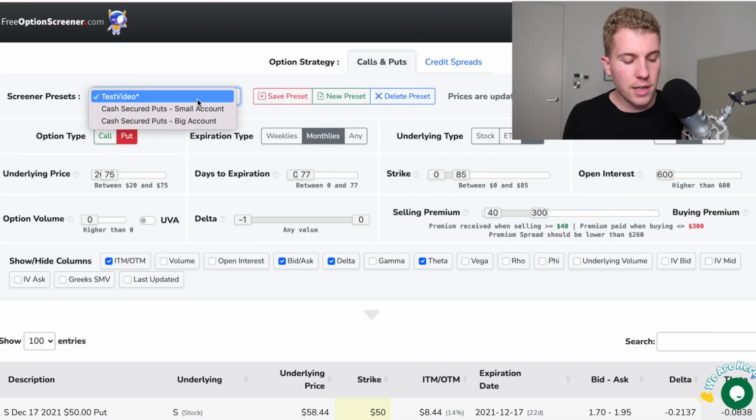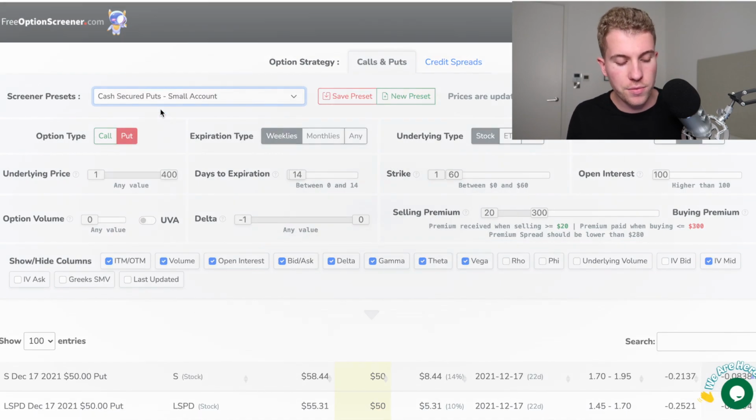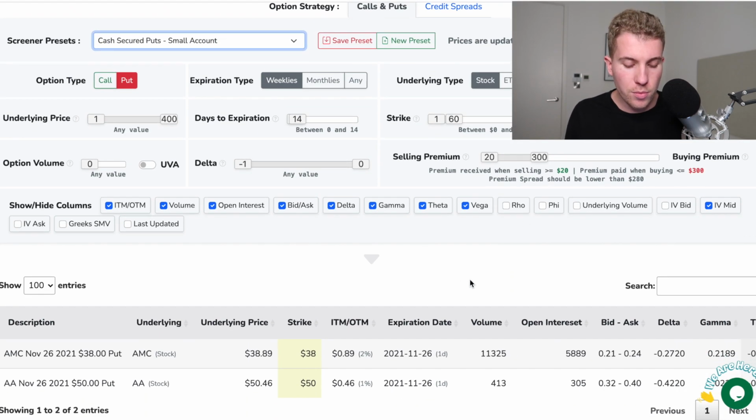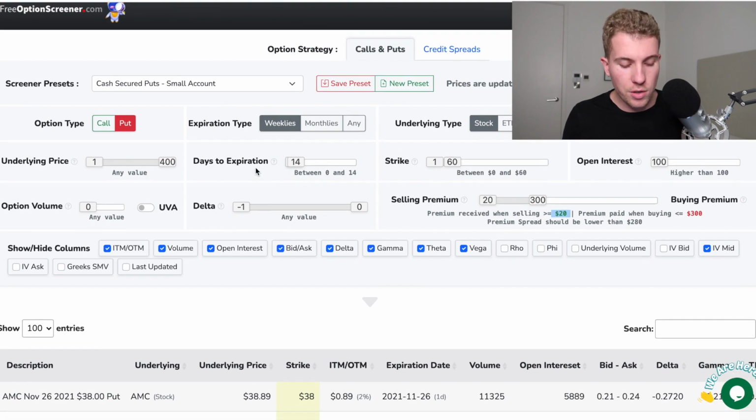Also, I want to point out that there are already some presets done on the platform. There's a cash secured put for a small account and a cash secured put for a bigger account. Let's say that we check out the small account one. Now you already have the presets for small accounts for cash secured puts. So you can see that quite interestingly, we only have 14-day expirations, which is not ideal for me, and it's only weekly. So you can have some different inspiration based on the different filters that you choose.